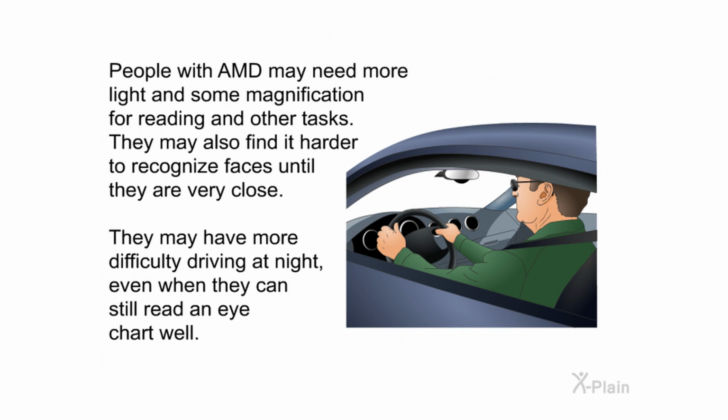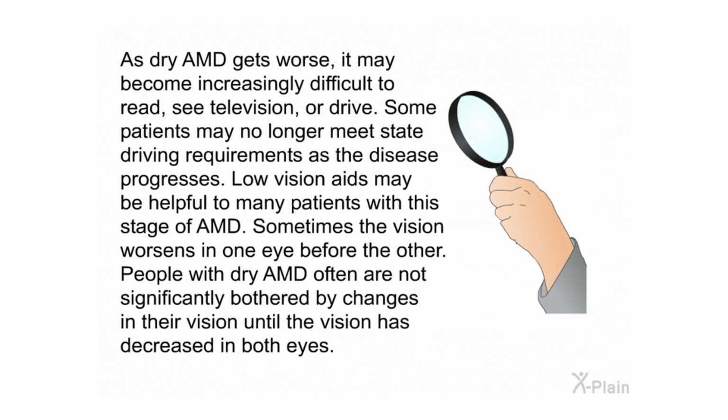People with AMD may need more light and some magnification for reading and other tasks. They may also find it harder to recognize faces until they are very close. They may have more difficulty driving at night, even when they can still read an eye chart well. As dry AMD gets worse, it may become increasingly difficult to read, see television, or drive. Some patients may no longer meet state driving requirements as the disease progresses. Low vision aids may be helpful to many patients with this stage of AMD.